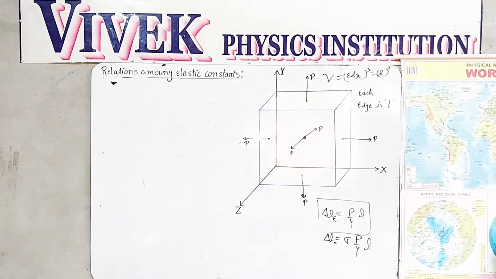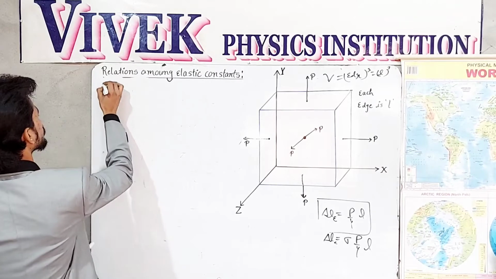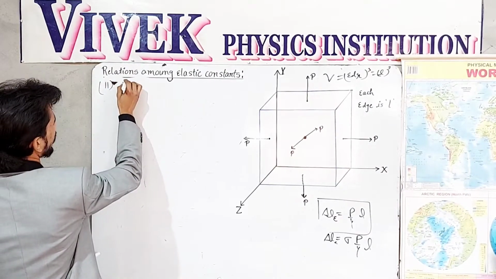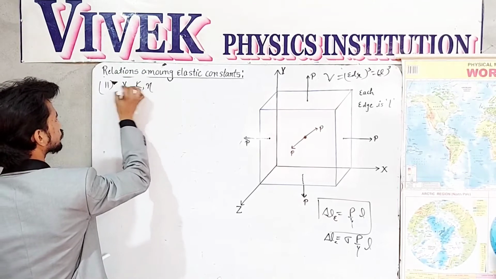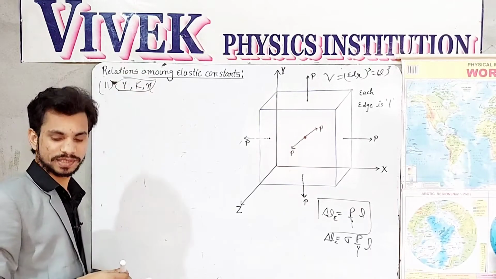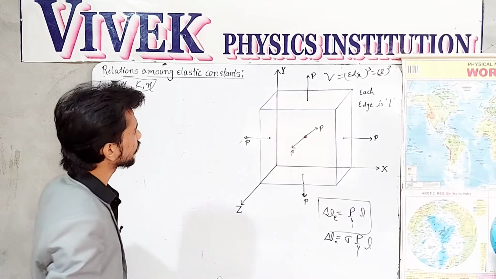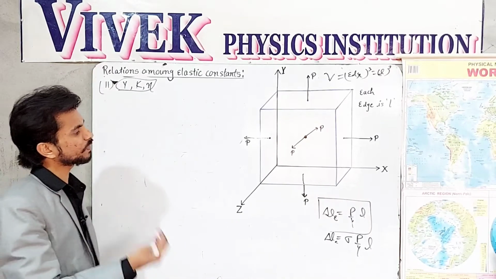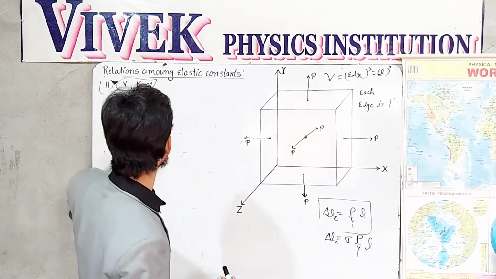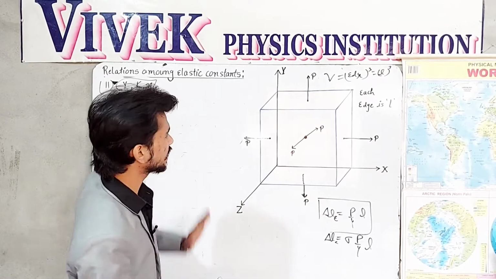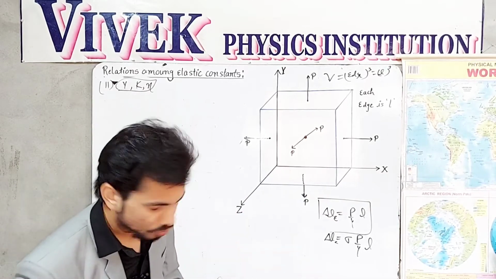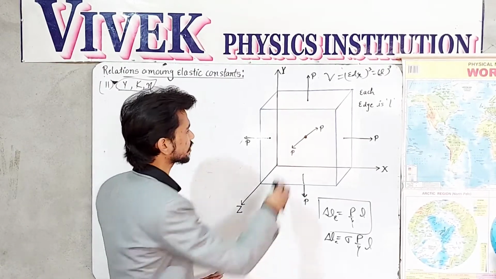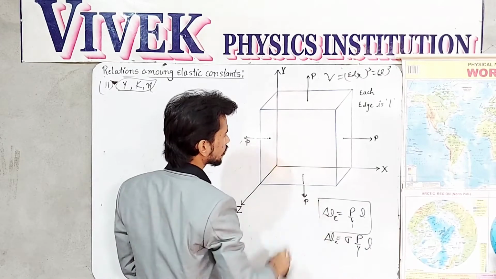Now I will take the relation among Y, K and eta. These are the three constants that have a particular relation. So in order to find the relation among the three constants which are Y, K and eta, I am taking the same cube but in different considerations. And what are the considerations? Let's check that.